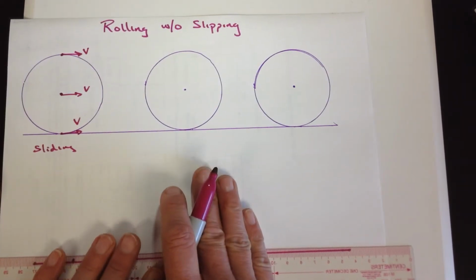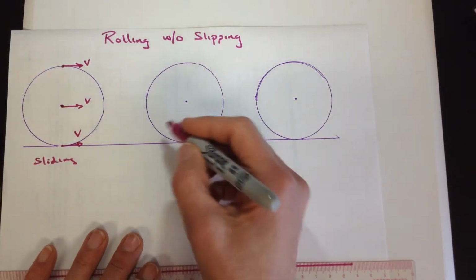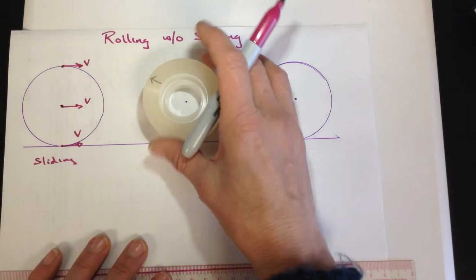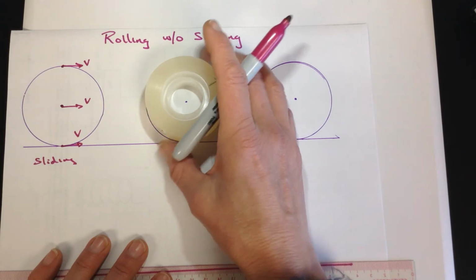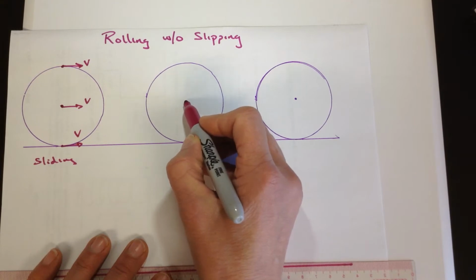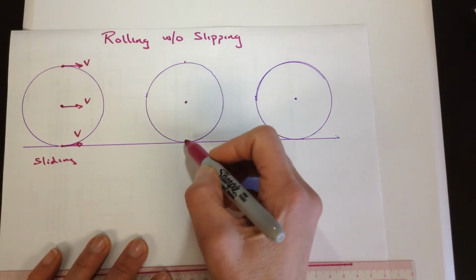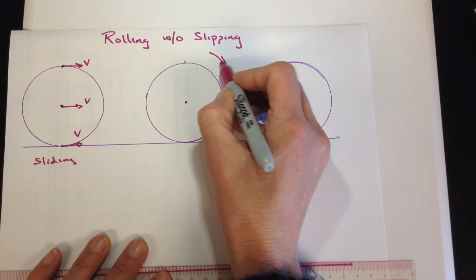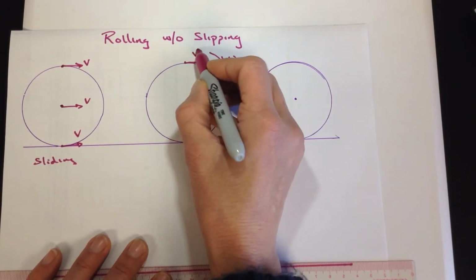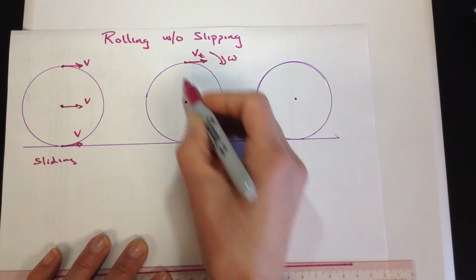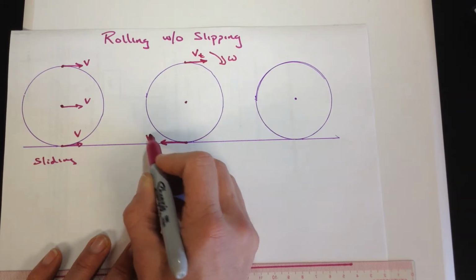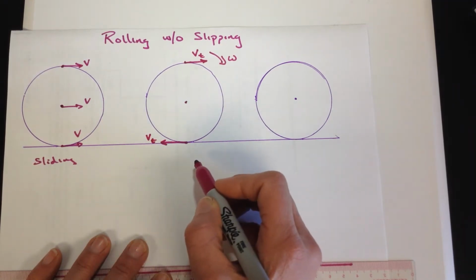Let's look at what we're going to combine that with, and that is an object that's just rotating in place. About the axle, that obviously doesn't have any speed associated with it, but if I look at these points at the tangents here, and let's say my object is rotating this way with some angular velocity, it's going to have a tangential velocity, we'll call it v sub t at the top, and then of course at the bottom it's going to have an equal tangential velocity going the other way.